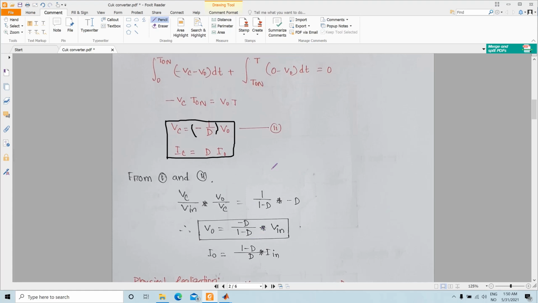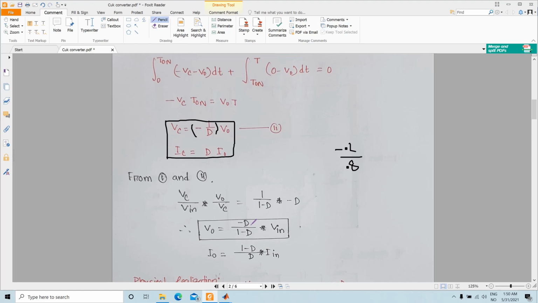That means when the d value is less than 0.5, let's say the d value is 0.2, the numerator is minus 0.2 and the denominator is 1 minus 0.2, which is 0.8. So the multiplying factor is 0.25 in magnitude, so this is operating as a Buck converter when you have a duty cycle less than 0.5. That means it's a step down operation.